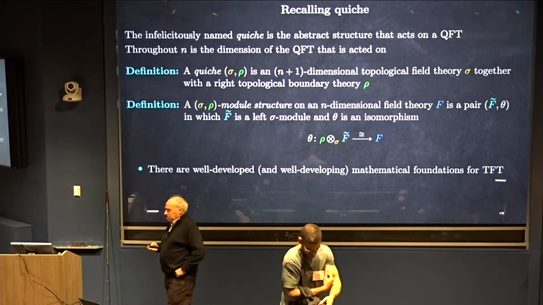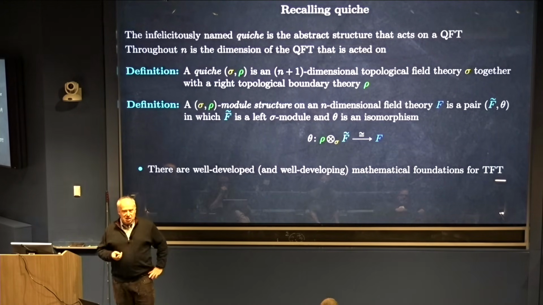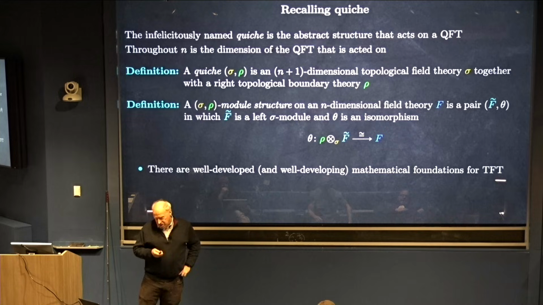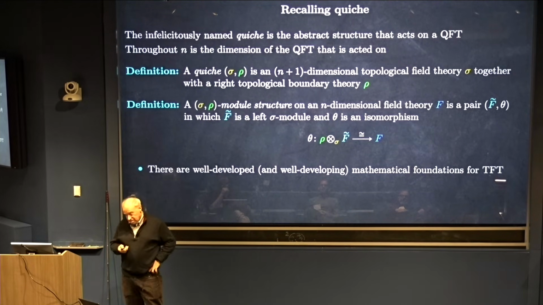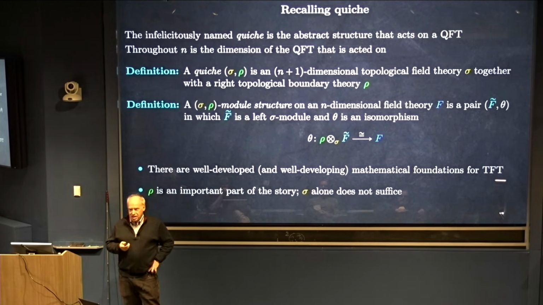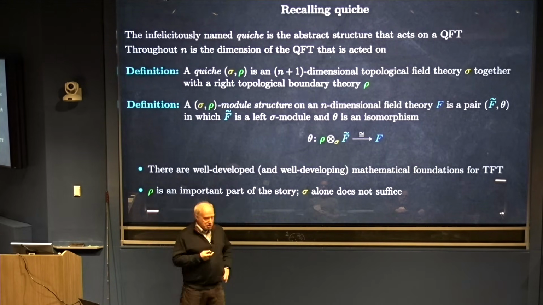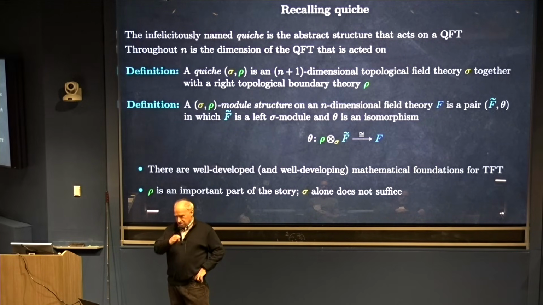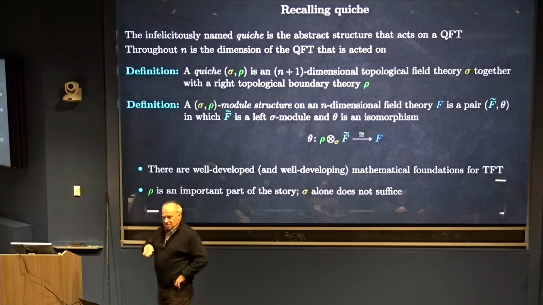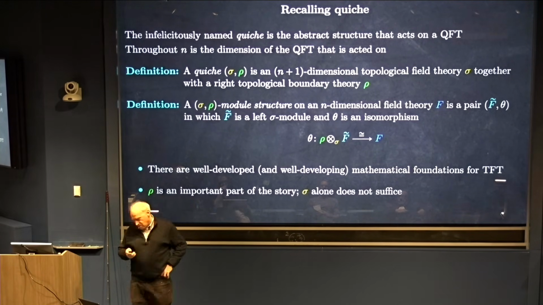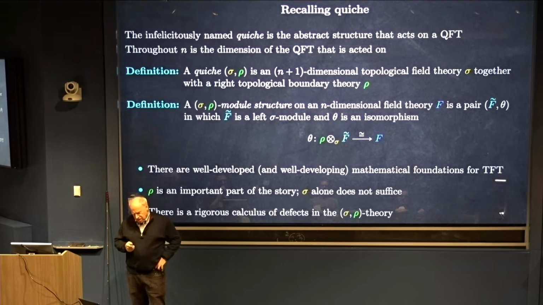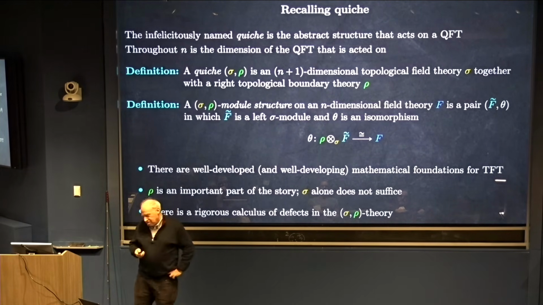So we can use the mathematical theory of topological field theory to be on firm ground with sigma and rho, even if we're not with the quantum field theory. And I want to emphasize that rho is an important part of the story. We need both sigma and rho. And in that sense, the name quiche is appropriate because a quiche has a filling, sigma, and it has a crust, rho. Okay, there's also a calculus of defects, which is an important part of the theory.